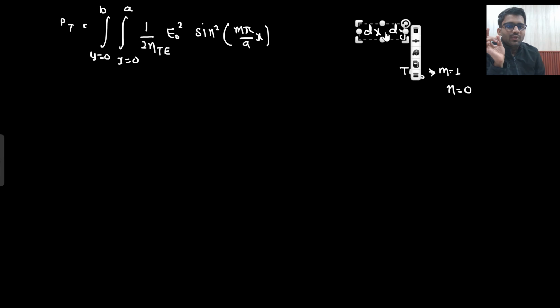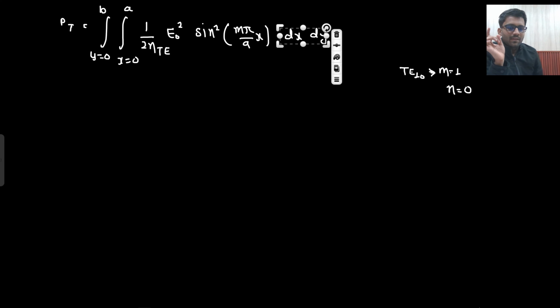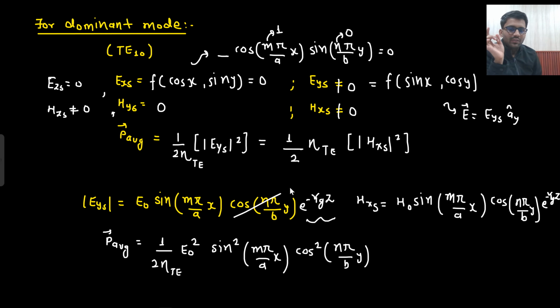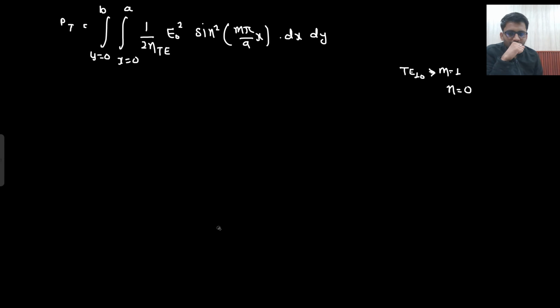For TE10 mode, simply this will not even exist because n is equal to 0. Here also n is equal to 0, so this will not exist. This will also not exist, and this will also not exist because n equals 0. So cos 0 is 1 and m equals 1, so m equals 1 you will put here.